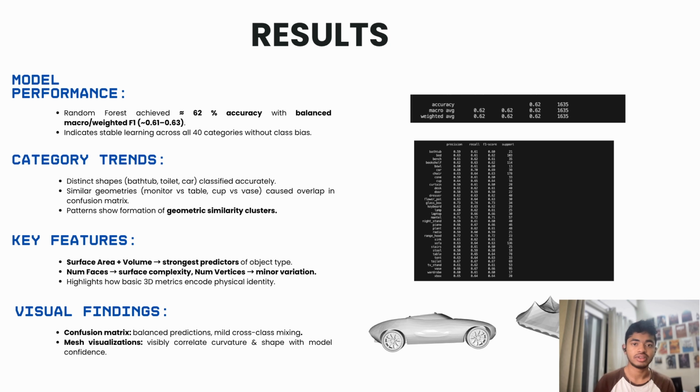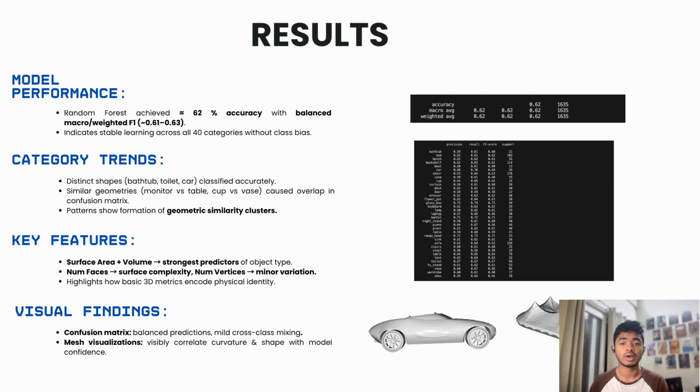After completing all three stages, extraction, classification, and visualization, we analyze the performance and interpretability of the system. The model achieved a classification accuracy of 62% with macro and weighted F1 scores at around 0.61. From the results, categories with distinct geometries like bathtubs and curves were recognized accurately. Confusion appeared between similar shapes like table and desk or chair and stool.